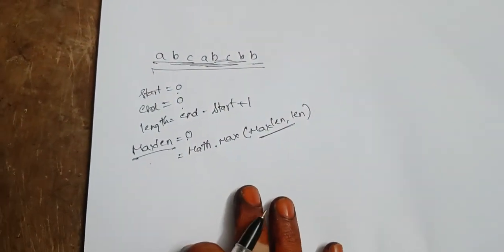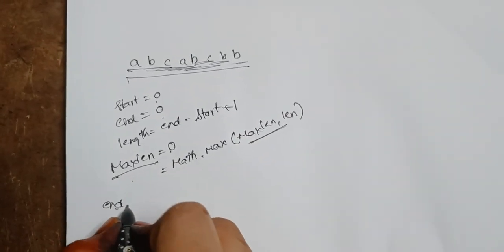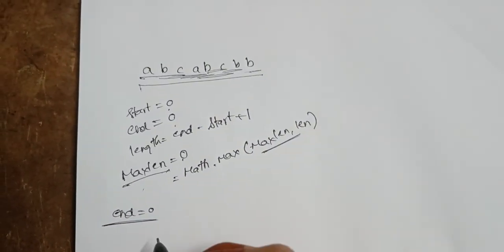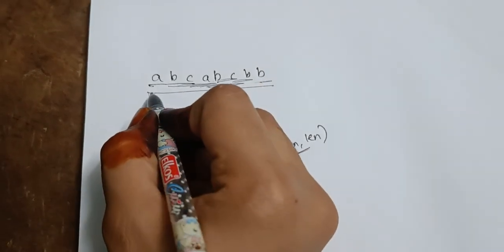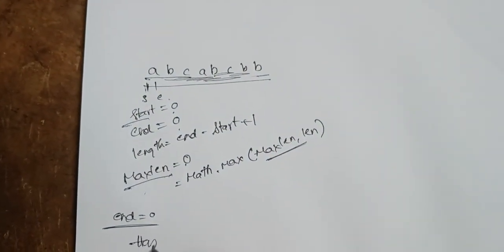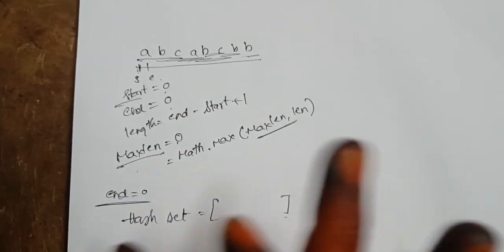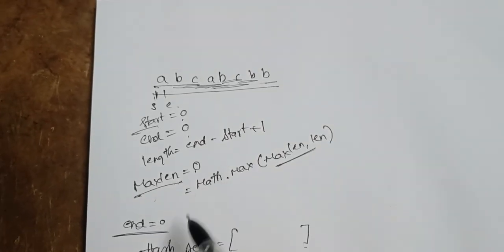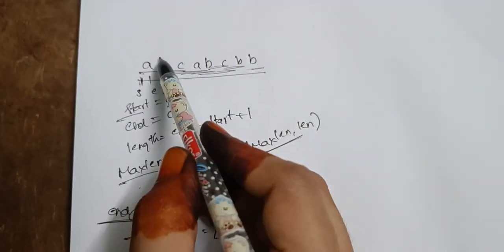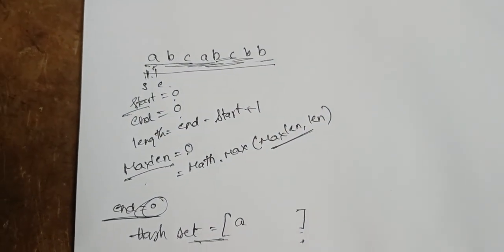So how am I going to implement the logic? Let's understand here. First, my end is at 0 and start is also at 0, so both are pointing to A. I'll have one hash set where I'll be storing all the characters, removing all the duplicates. First I'll check whether the element at 0 is present in my hash set or not. It is not present, so my A is added to the hash set.